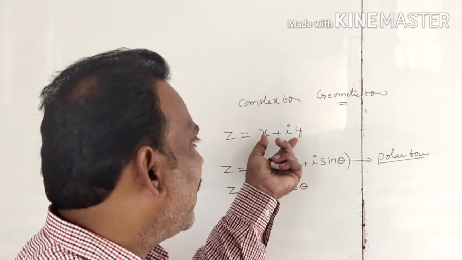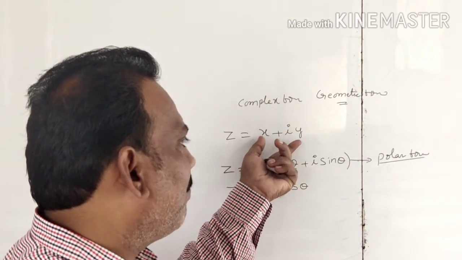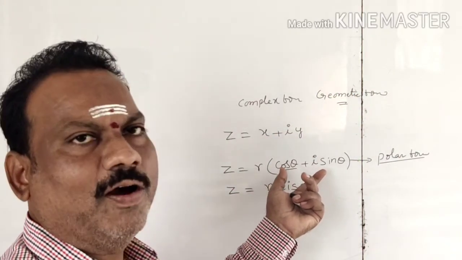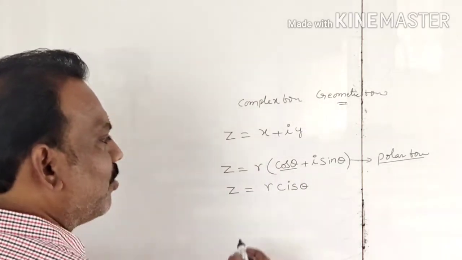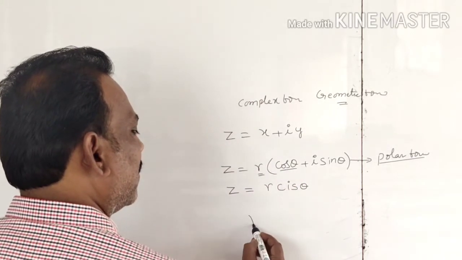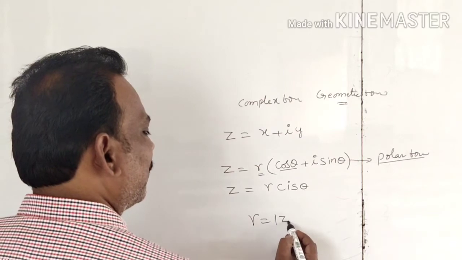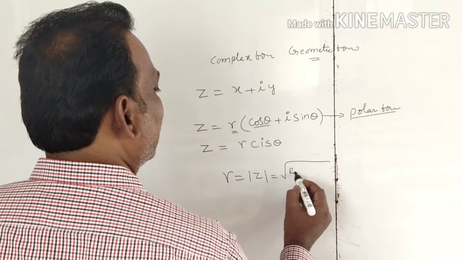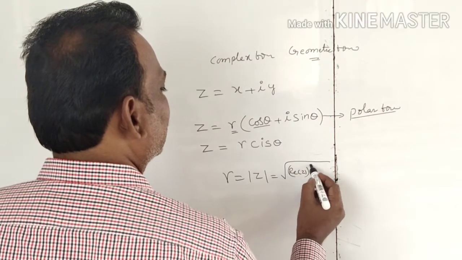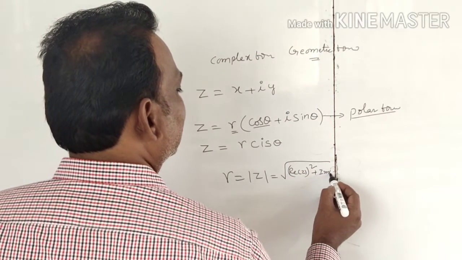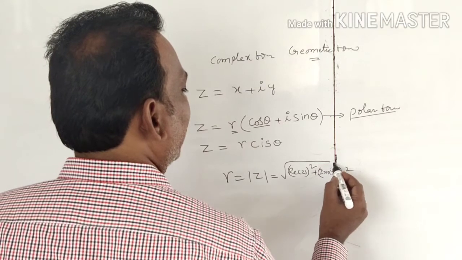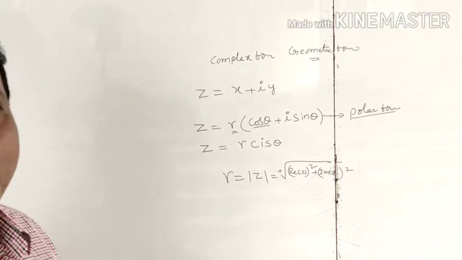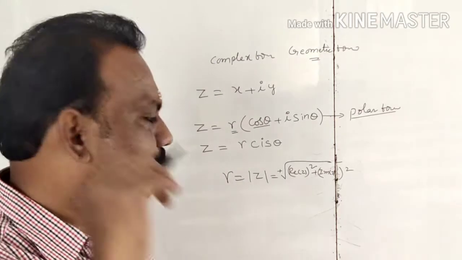Now you should convert any given complex number. The given complex number is in the geometric form, and you have to convert it into polar form. To do that, you have to know the value of r. I told you r is denoted as mod z in the previous problem. How will you get it? Root over real part of z the whole square plus imaginary part of z the whole square. This is the positive value of modulus, because the modulus of a complex number is never negative, it is always positive.